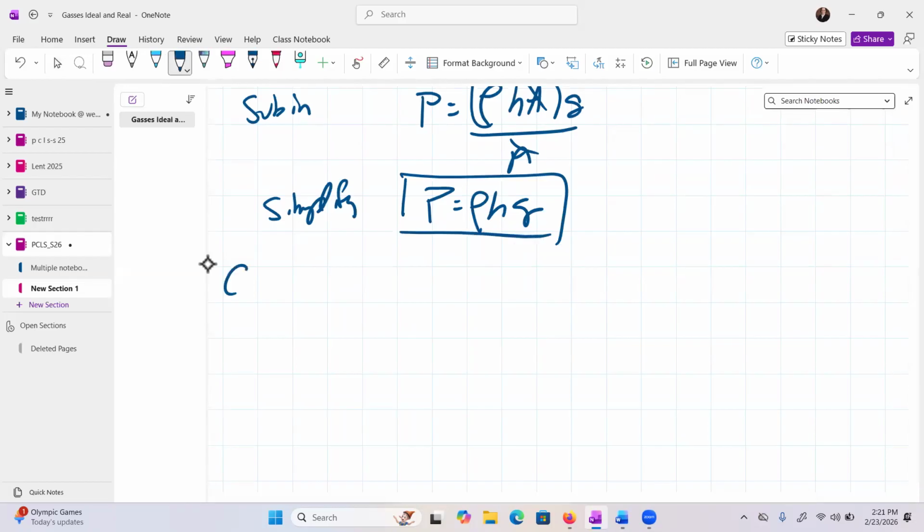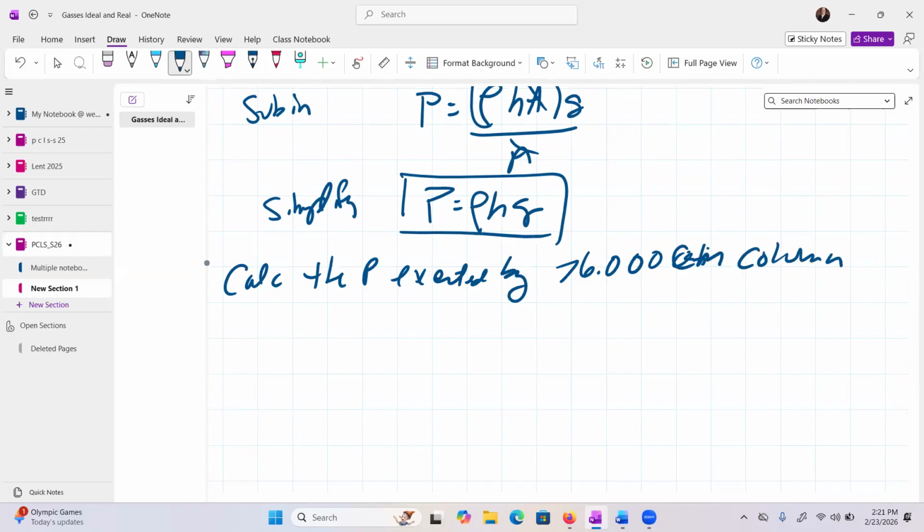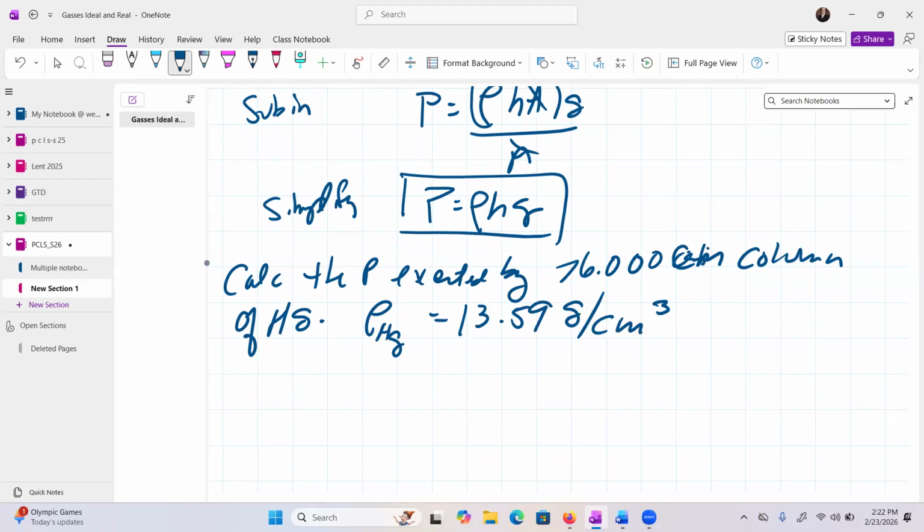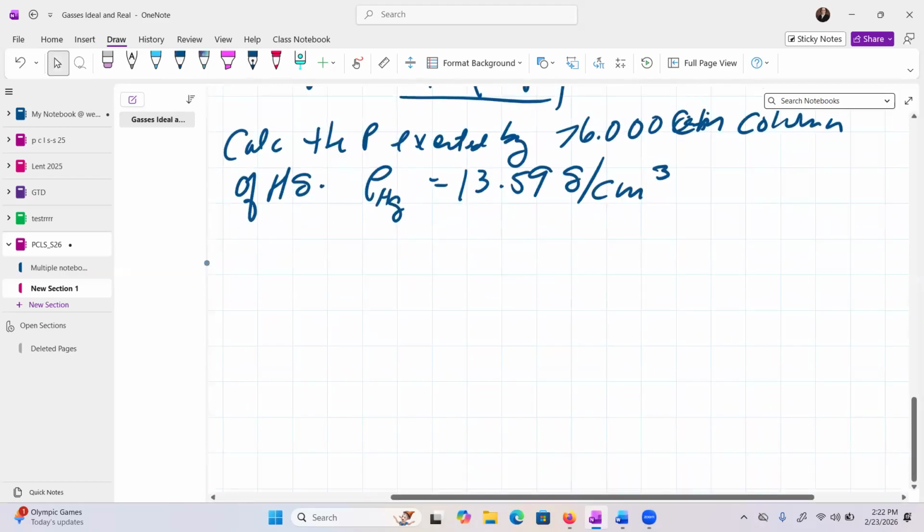Calculate the pressure exerted by a 76.000 centimeter column of mercury. That's centimeters. The density of mercury, this is rho of Hg, equals, and of course this is just a table lookup value that would need to be given, in grams per centimeter cubed. So how do we solve it? Let's write the formula.